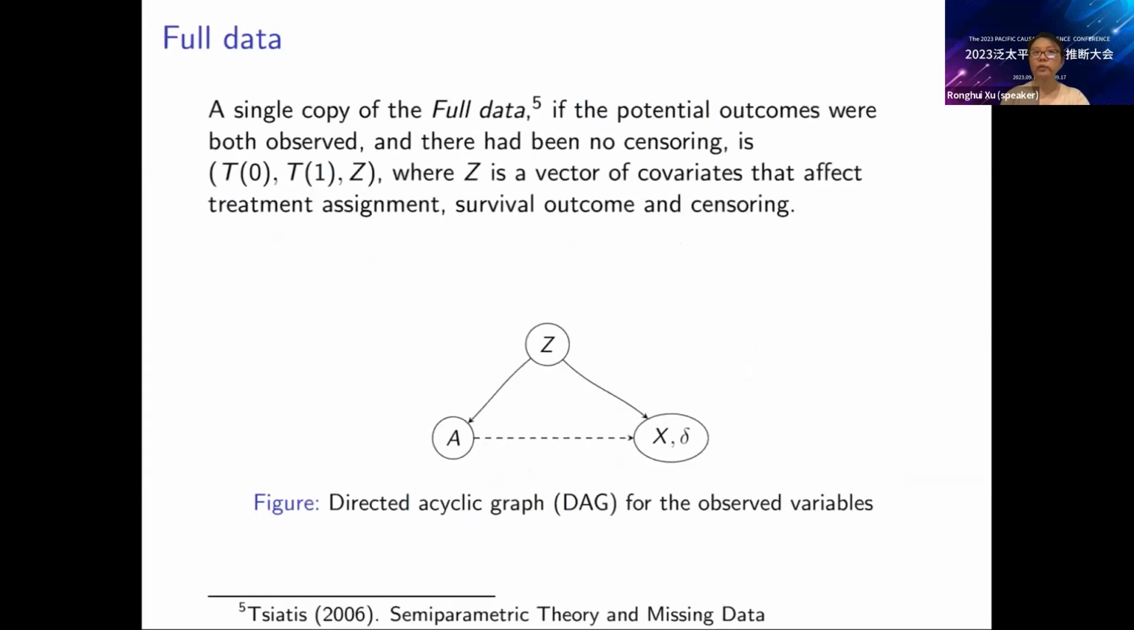Okay, so we use the full data approach as described in Tsiatis's book. That's a very clear graduate textbook, really. So the full data is very simple. If I get to observe both versions of the potential outcome of my event time, as well as the covariate Z, that's it. That's everything I would want. Now, in reality, what we observe are the treatment assignment A, as well as the censored outcomes, the X and delta.